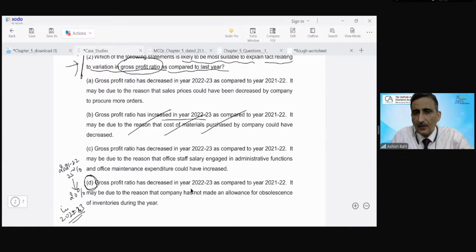Please unmute for some time. Yes, those who have answered option D, Pranav. So how have you chosen option D? Yes, you can talk, Vismita, if you want to.